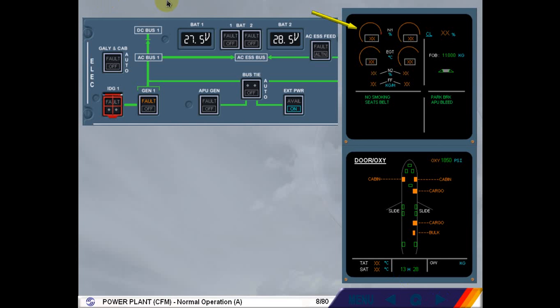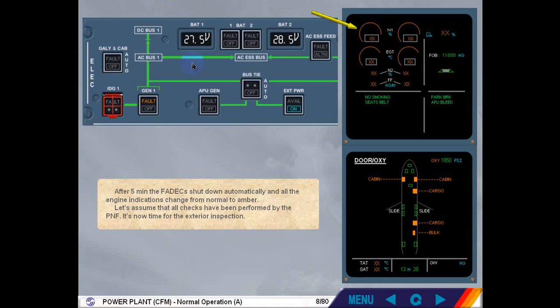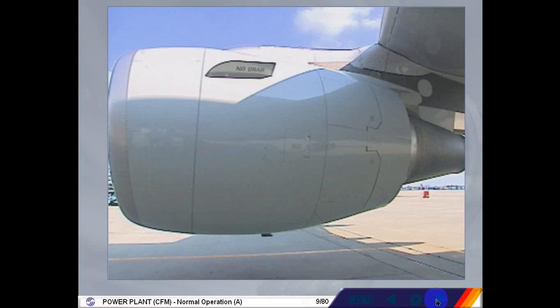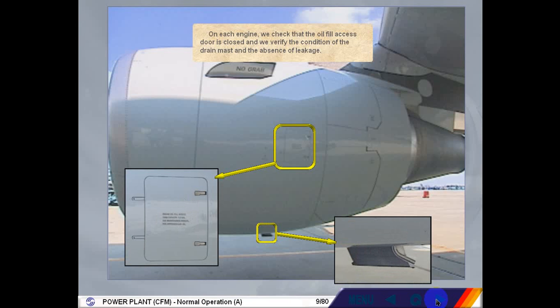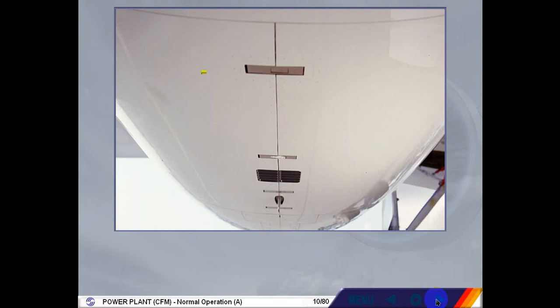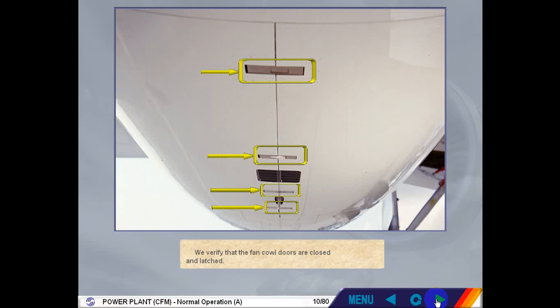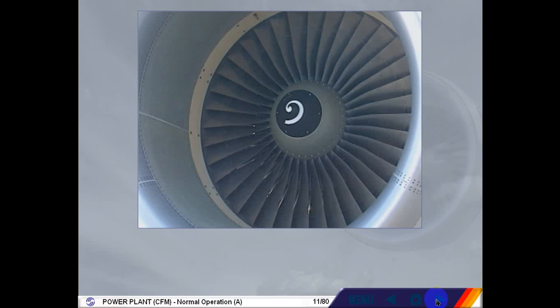Let's assume that all checks have been performed by the pilot non-flying. It's now time for the exterior inspection. On each engine, we check that the oil fill access door is closed, and we verify the condition of the drain mast and the absence of leakage. We verify that the fan cowl doors are closed and latched. We verify the condition of the engine inlet and fan blades.